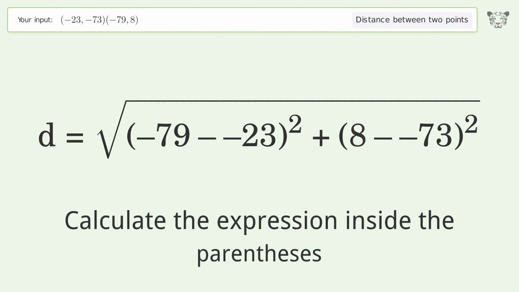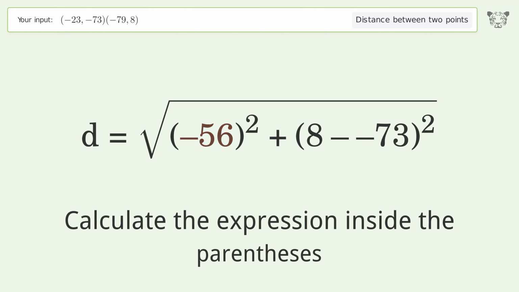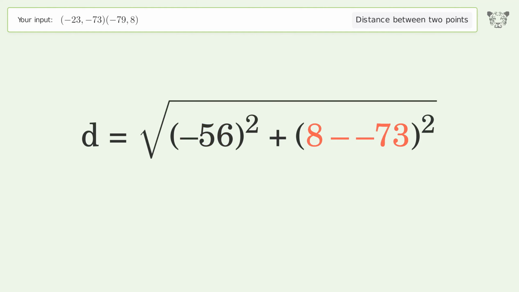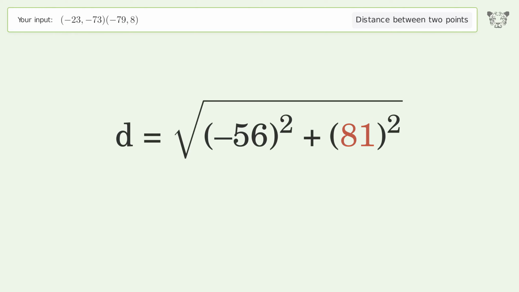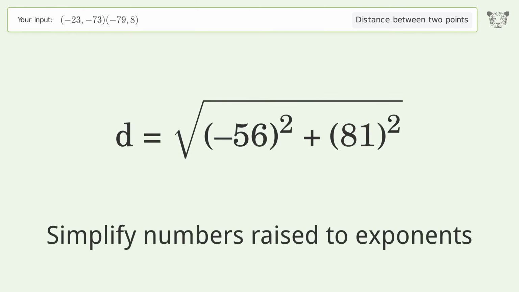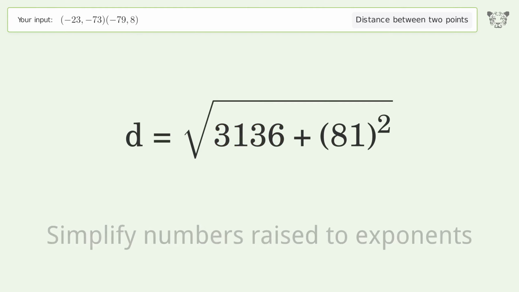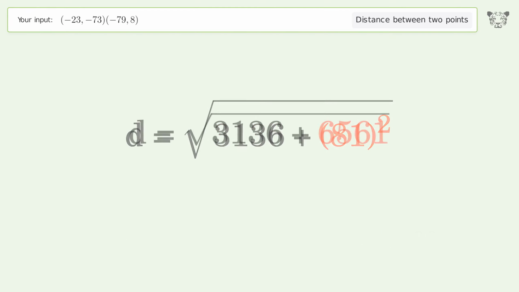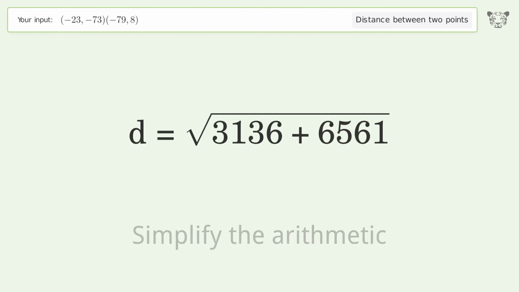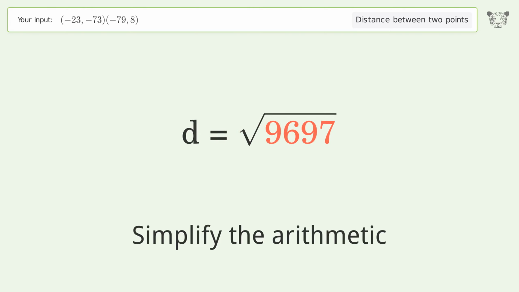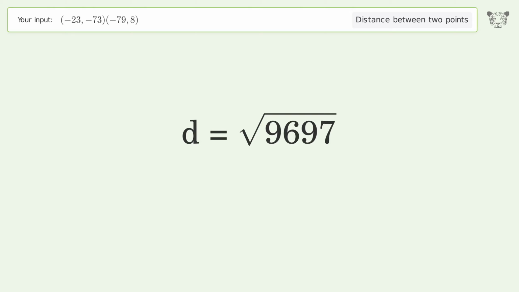Calculate the expression inside the parentheses. Simplify numbers raised to exponents. Simplify the arithmetic. And so the distance between the 2 points is the square root of 9697, or 98.473.